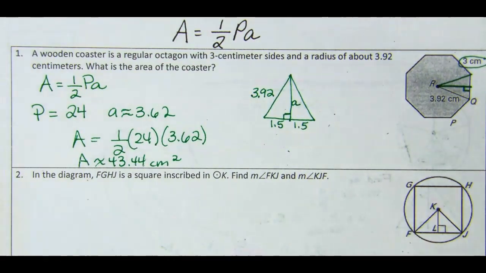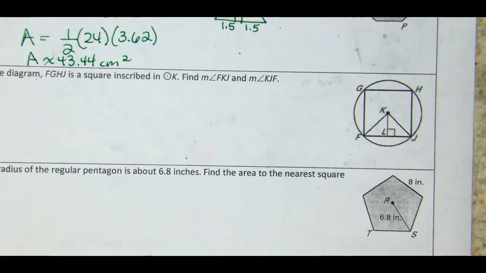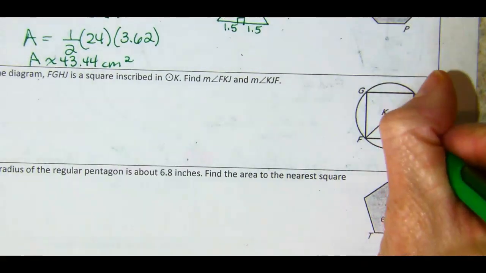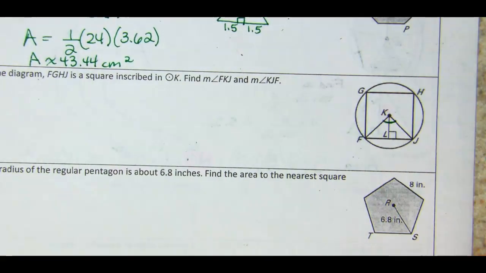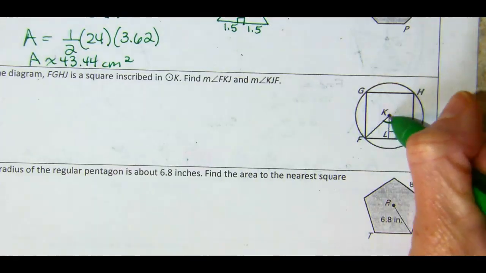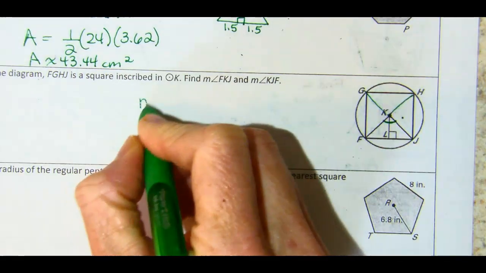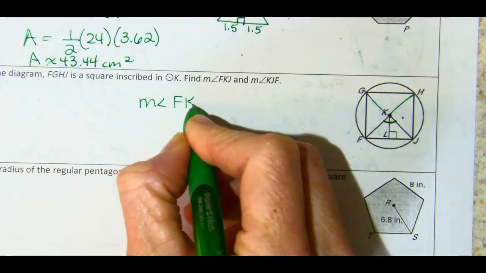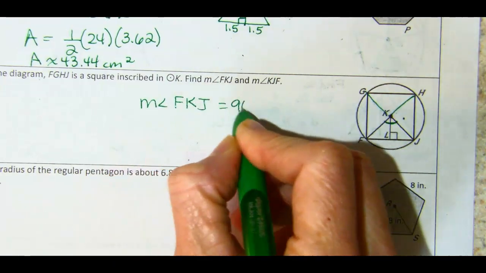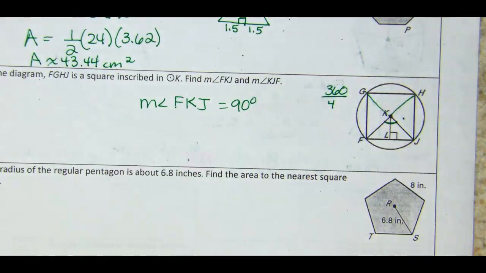Okay, now number 2 is actually just seeing if you can read the angles. It says in the diagram, FGHJ is a square inscribed in circle K. It's wanting us to find the measure of FKJ, so this one right here. And we should know since it's inscribed, it's perfect. That is 1, 2, 3, 4 sectors. So the measure of FKJ is simply going to be 90 degrees because 360 degrees divided by 4.